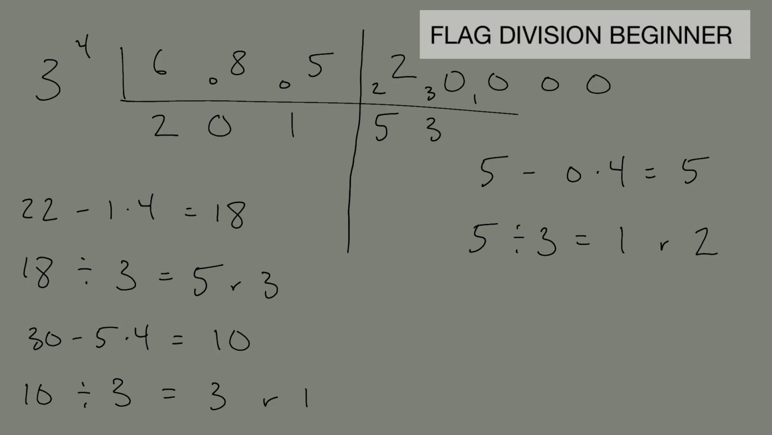We need to make an adjustment because we have 10 minus 3 times 4. That's 10 minus 12, which gives us a negative number. So instead of 3 remainder 1, we're going to say 2 remainder 4.